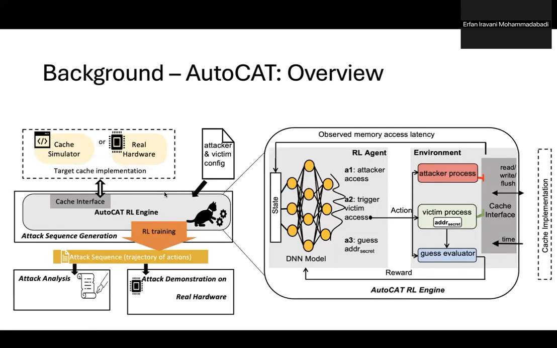Here, the overall framework of AutoCAT is shown, and as you can see, the RL engine is provided with the attacker and victim configurations and finds some memory access sequences that reveal the secret. And then this memory sequence later will be analyzed and tried on a real machine.